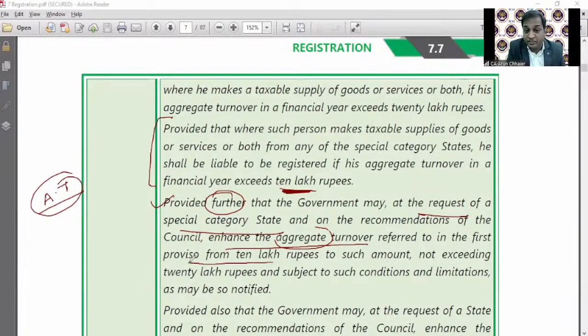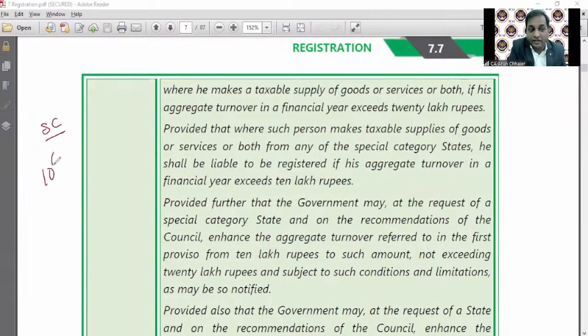In the first proviso, from 10 to such amount not exceeding 20, meaning thereby the special category state has the power to lift their turnover from 10 to 20 lakhs. Out of the 11 special category states, now there are only 4 states which have the threshold limit of 10. All the balance special category states have enhanced their turnover.